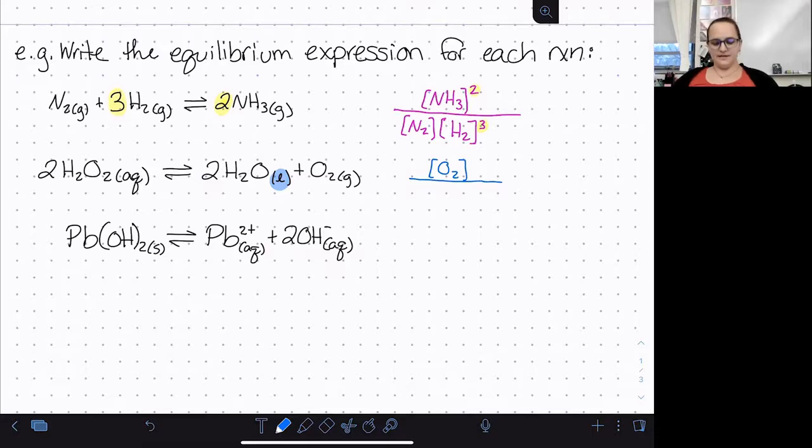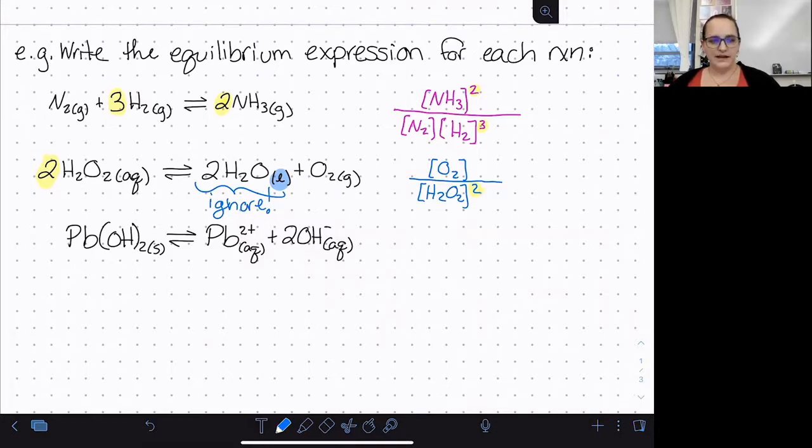On the reactant side, we have H2O2 with a coefficient of 2, which will become our exponent of 2. So this guy just got ignored since it's a liquid.